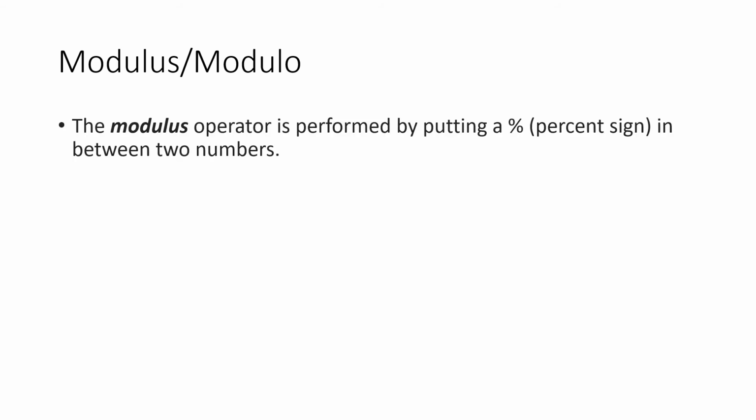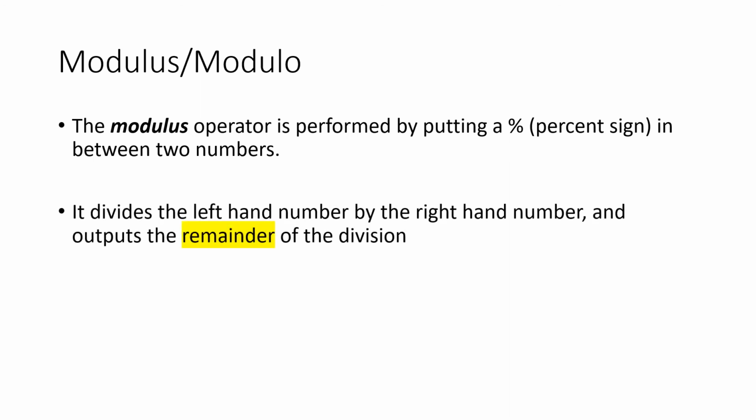And the last one I want to teach you guys about is modulus or modulo. This is performed by placing a percent sign in between two numbers. What this does is divides the left-hand number by the right-hand number and then outputs the remainder of the division. So once again, it just gives us the remainder of two numbers being divided by one another. Okay, let me show you guys how this works.